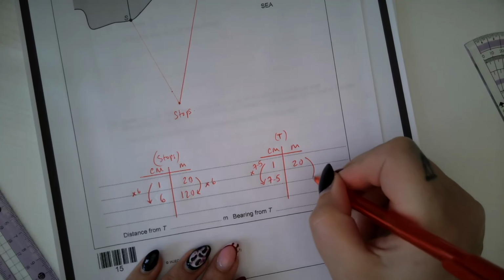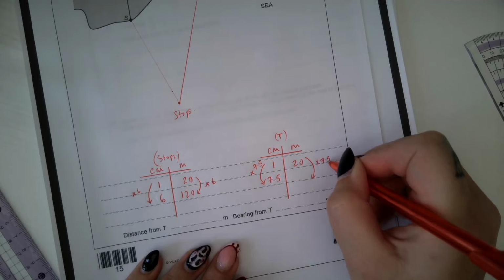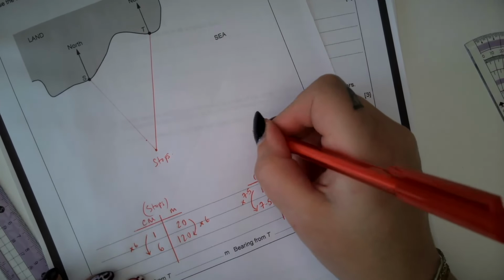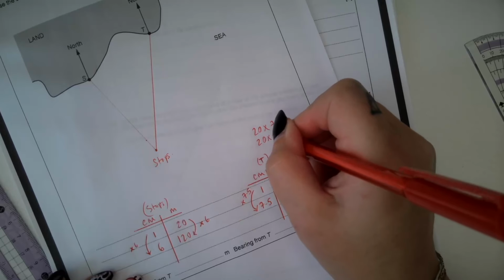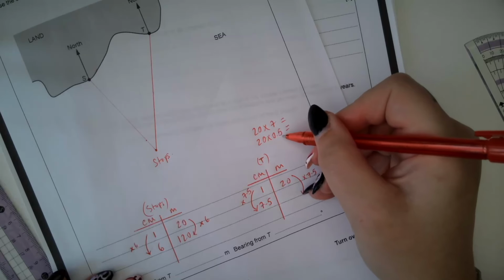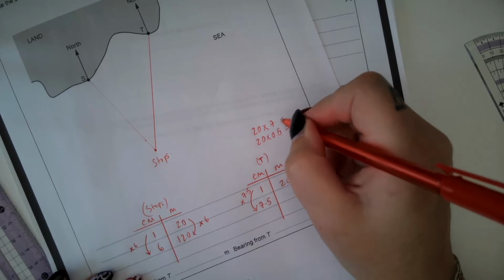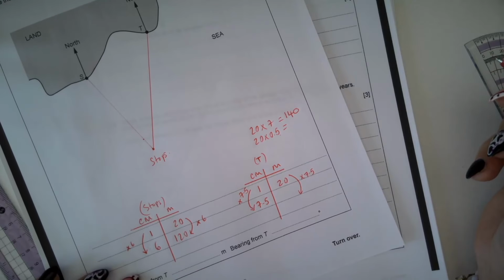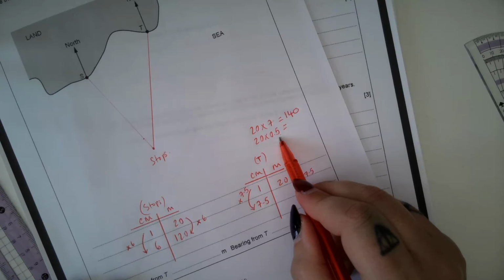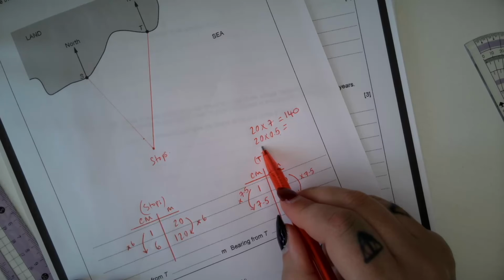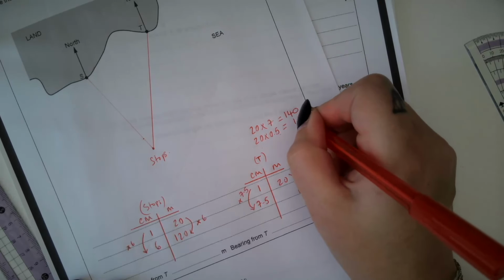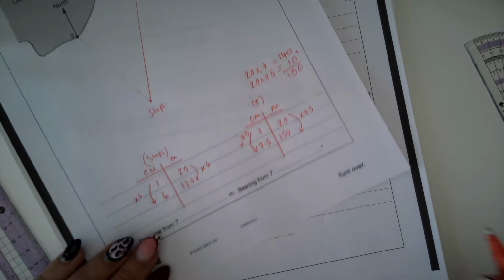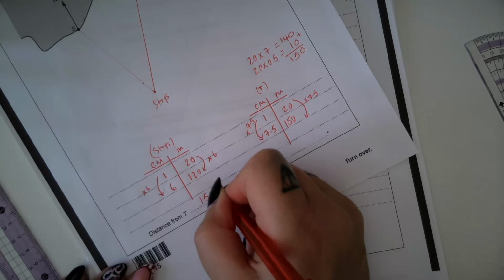So now I need to do the same to the other side. So 20 times 7.5, okay? I'm going to use some space down here because I have space. So 20 times 7 and 20 times 0.5. 20 times 7, well, 2 times 7 is 14. So 20 times 7, 20 is 10 times bigger. So that must be 140. 20 times 0.5 is the same as halving 20. Okay, so half of 20 is 10. So we're going to add those together. So that gives us 150 metres. So he's 150 metres from T.